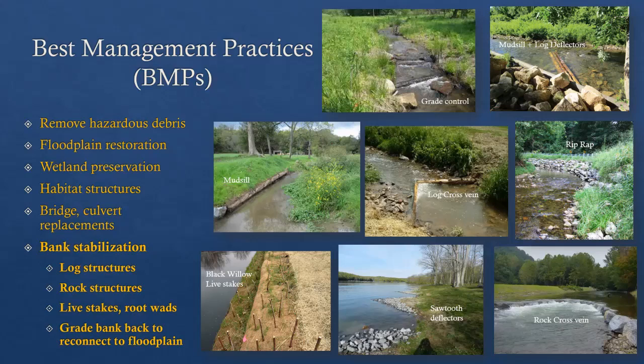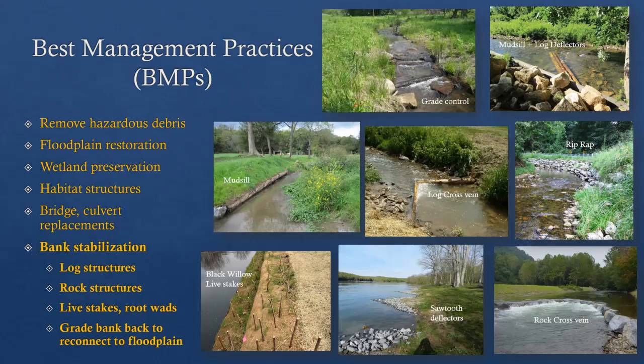In the middle left photo, that's called a mudsill that you see. That is a log structure that protects the bank. You're not going to get nearly as much erosion. And it looks like they also graded the bank back just a little bit to allow that water, as it fills up, to get back onto the floodplain as opposed to eroding it away.